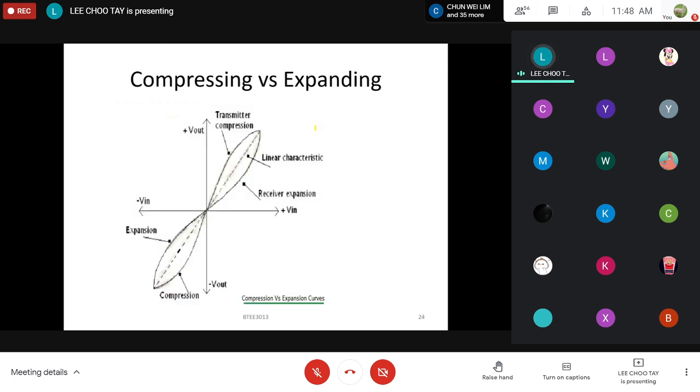Okay, so this slide shows you the curve of the signal during the compression as well as the expansion process. Compression is normally done at the transmitter. This is when the high amplitude signal is compressed to lower amplitude values. Then at the receiver, where the signal is to be expanded, the lower amplitude value will be expanded to a higher amplitude value at the output. So normally you just reverse the process.